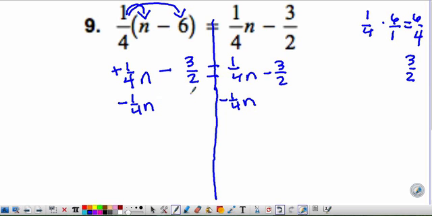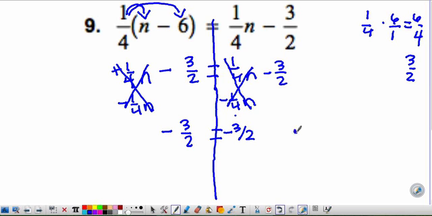So I have to subtract it instead of add it. 1/4 n minus 1/4 n is 0. And that leaves me with a negative 3/2. Do not forget that minus sign goes with those numbers. Bring your equal sign down. 1/4 n minus 1/4 n is 0, which leaves me with negative 3/2. And is that a true statement? Yes.